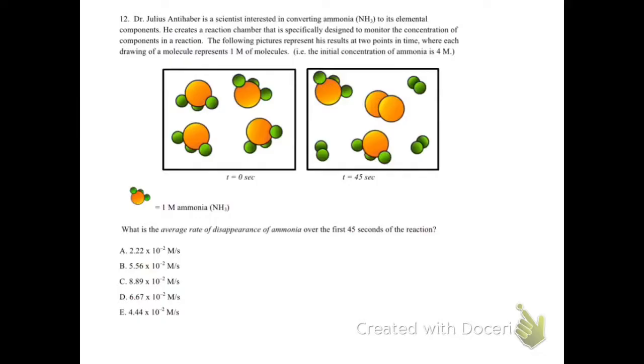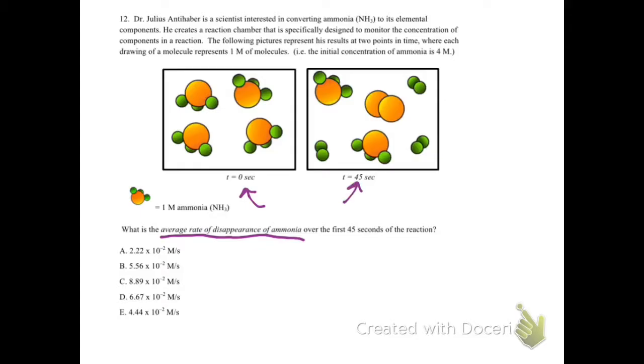All right, Dr. Julius Anti-Haber is a scientist that wants to turn ammonia into elemental components, hydrogen and nitrogen. You see, it's funny because it's the opposite of the Haber process. So, Julius Anti-Haber, cute. Okay, so here's what we're going to do. We want to find here the average rate of disappearance of ammonia over the first 45 seconds of the reaction, given these two cartoons.